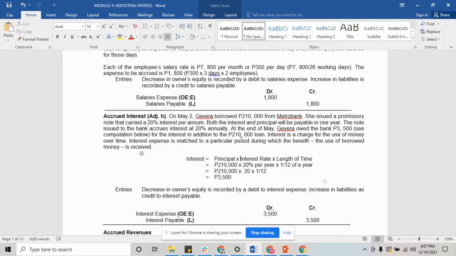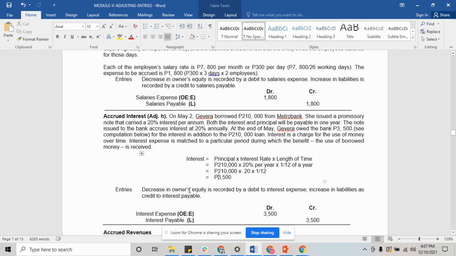So, let's compute first the interest. The principal is 210,000 times the 20% per year times 1/12 of a year kasi 1 month yung i-record mong interest. So, 210,000 times 20% times 1/12, it's 3,500 monthly. So, monthly, meron kang 3,500.